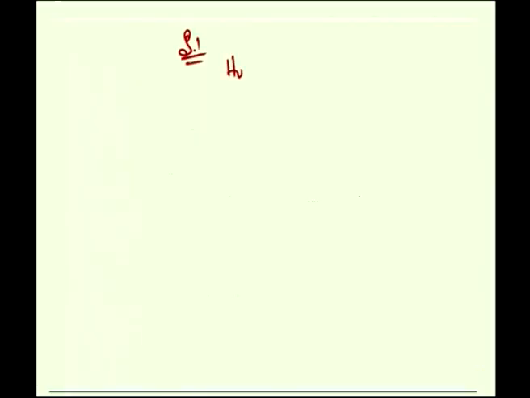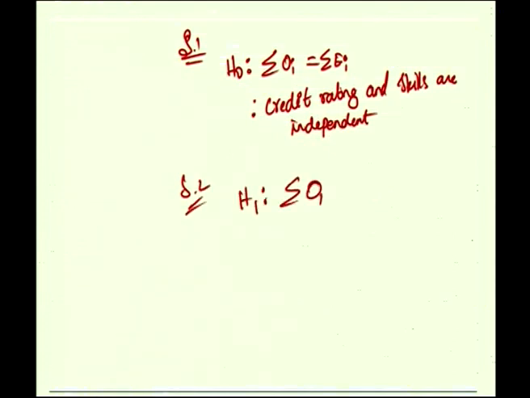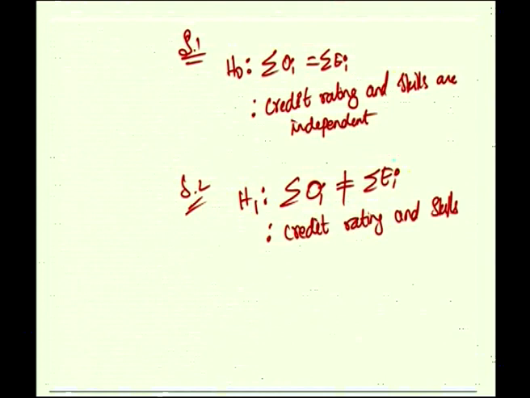Step 1 says H naught such that summation OI is equal to summation EI, which says credit rating and skills are independent. Step 2 is H1 such that summation OI is not equal to summation EI, which says that credit rating and skills are not independent. Okay. And step 3 is level of significance.